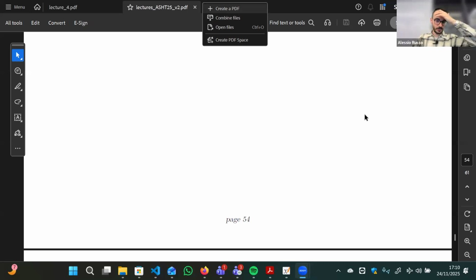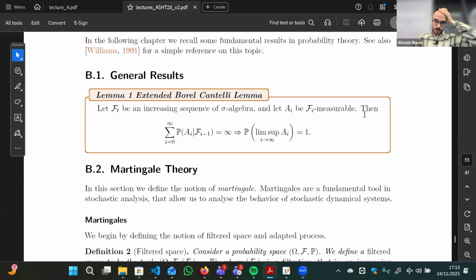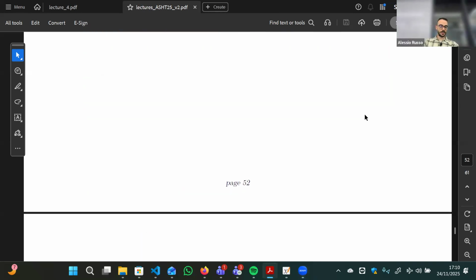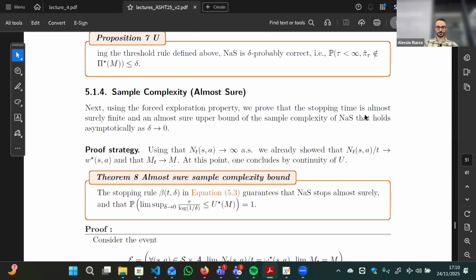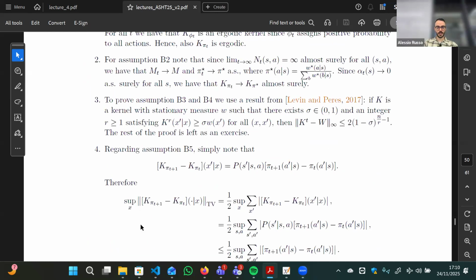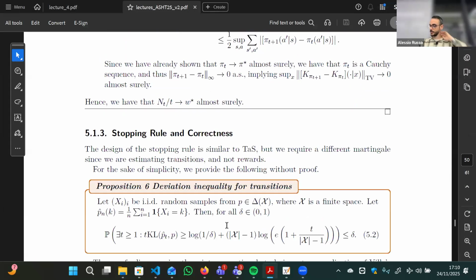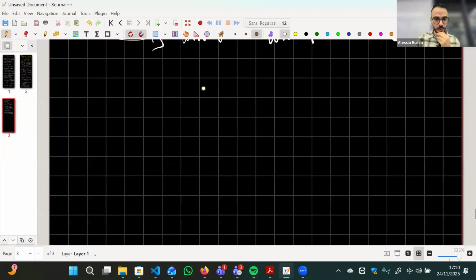Okay, so let's continue. I think we managed to survive the heaviest part of the course so far, the most theoretically intensive. From now on, we will just look at the case where we have a Bayesian prior over models. So we're going to cover what I call the Bayesian pure exploration case.